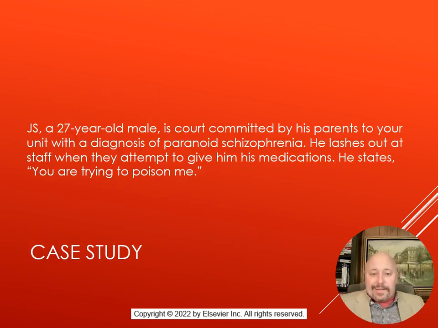Our case study. J.S., a 27-year-old male, is court committed by his parents to your unit with a diagnosis of paranoid schizophrenia. He lashes out at staff when they attempt to give him his medication. He states, "You're trying to poison me."